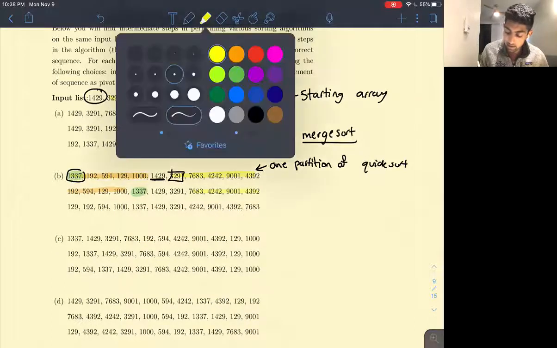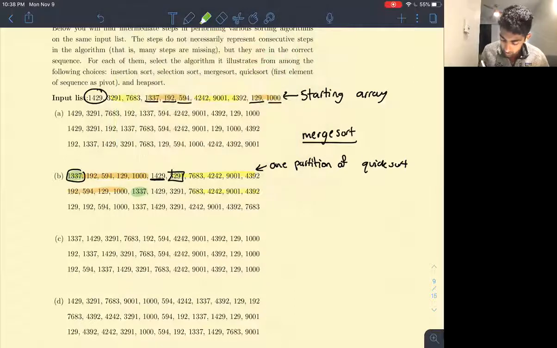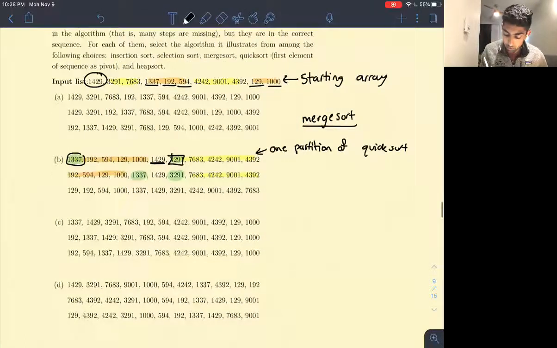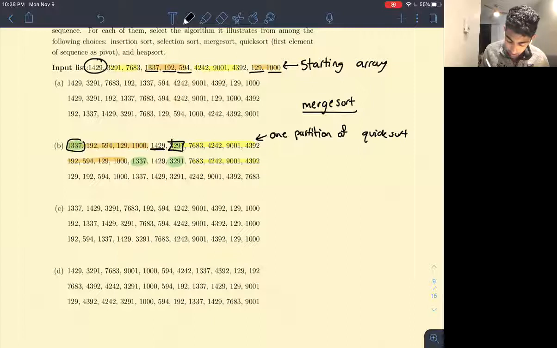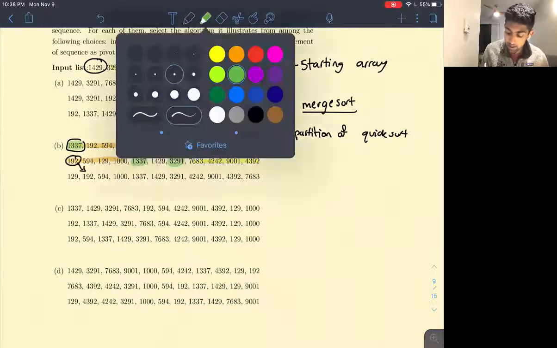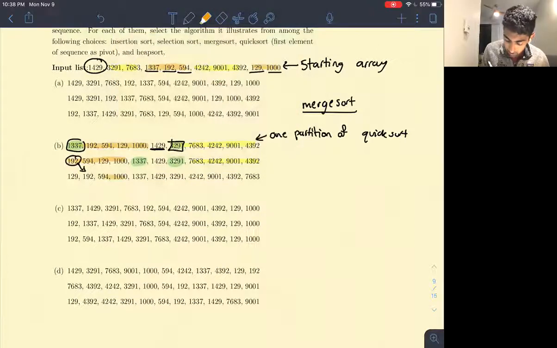Nice. And let's just keep the cool color scheme going. And then what we can do is perform one more pass. After choosing 192 to be the pivot, we see that indeed it partitions around 192. And just for the sake of conciseness, I won't look at this next example, but we can safely conclude that it is quicksort.